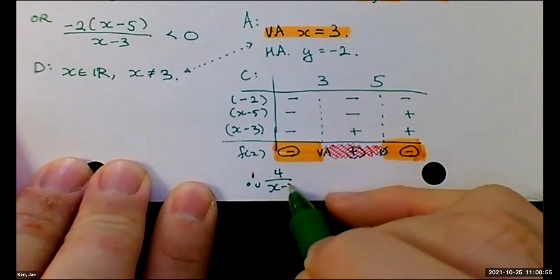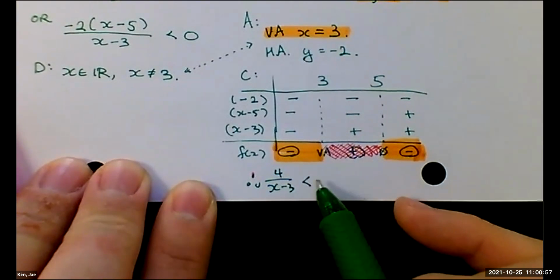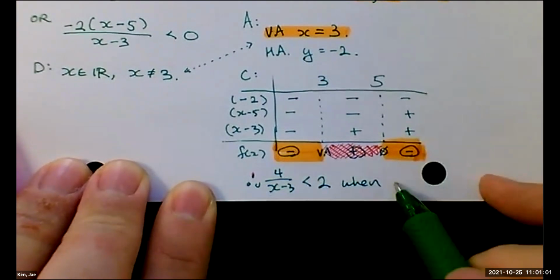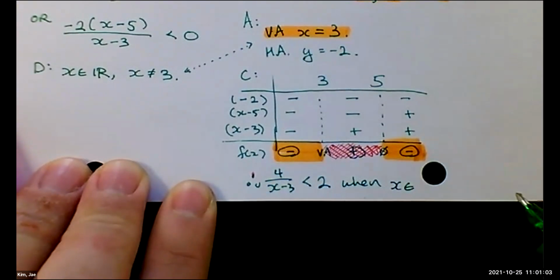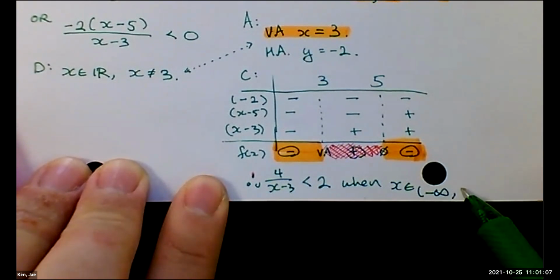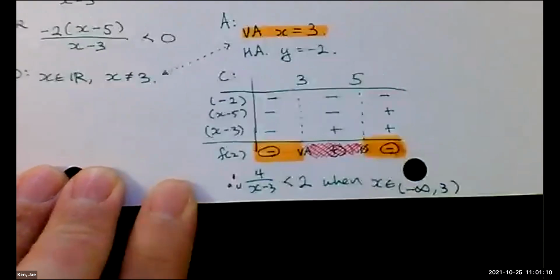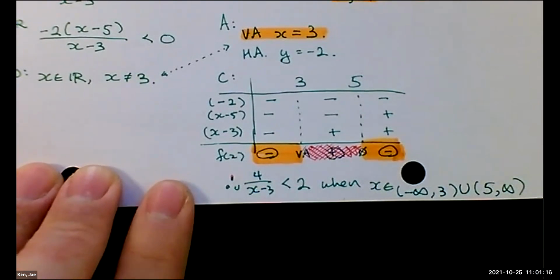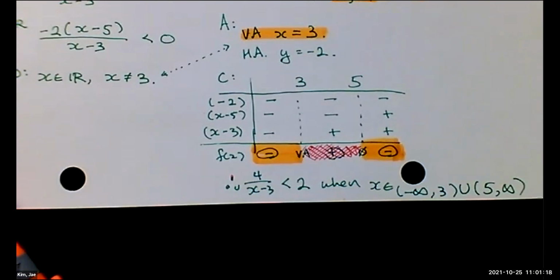4 over x minus 3 is going to be less than 2 when x belongs to negative infinity to 3, not including, union 5 to infinity, not including. You don't have to graph it.